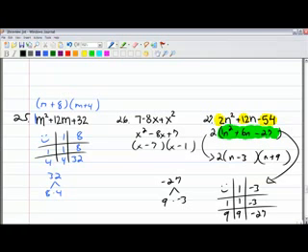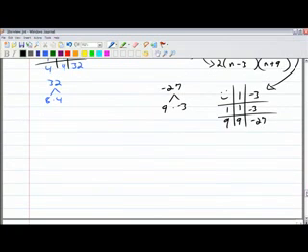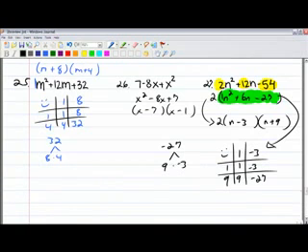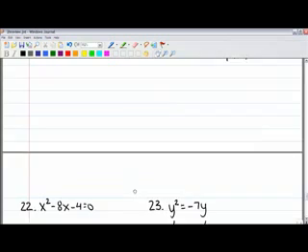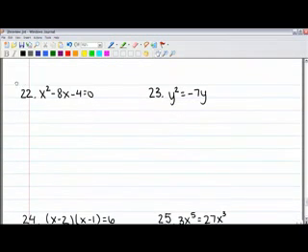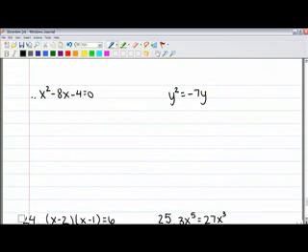Alright, almost done. 6 more problems. 28, 29, 30, 31, 32. Okay. 28, 29, 30, 31. So 28, solve each equation. Use the method of your choice.